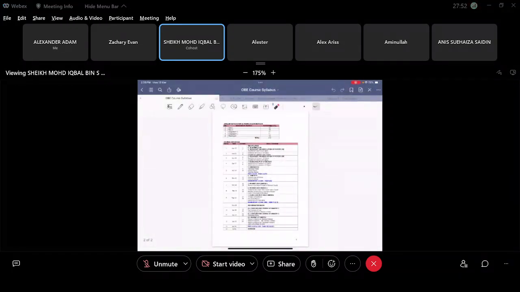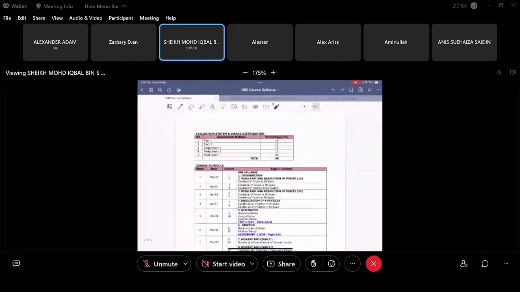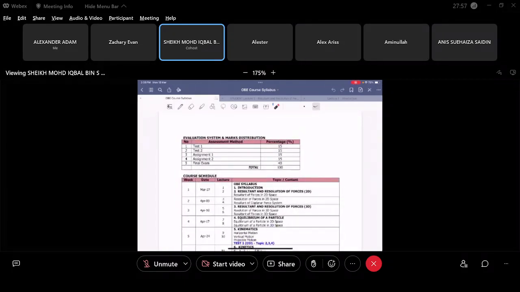And then for the evaluation system and marks distribution. For this course, we will have two tests and two assignments. Each test and assignment will carry a 15% weightage. So test one, test two are both 15%. Assignment one and assignment two are also both 15%. The assignments are all group work. So you have two group works here and then two tests for individual assessment. Your final exam will be at 40% weightage.